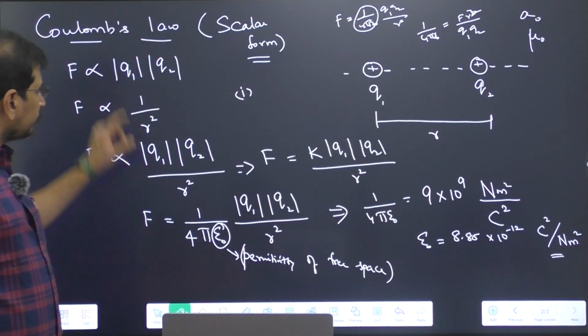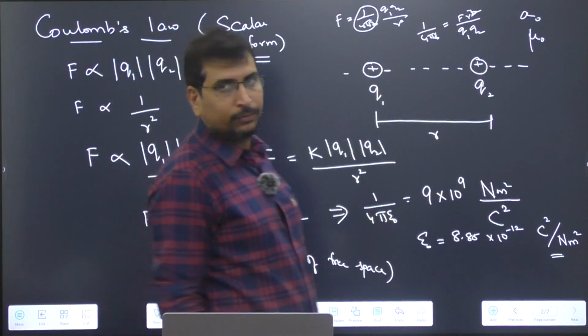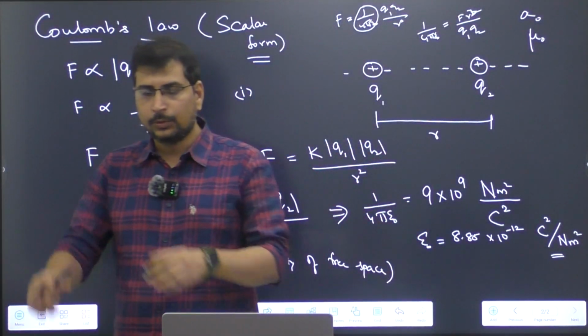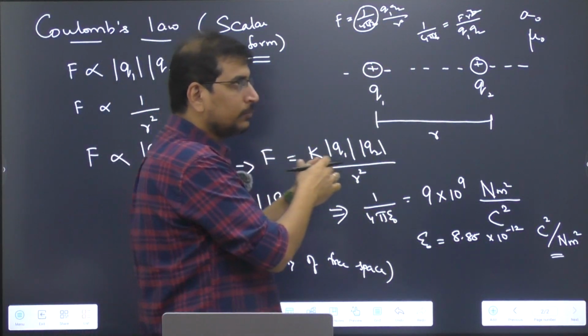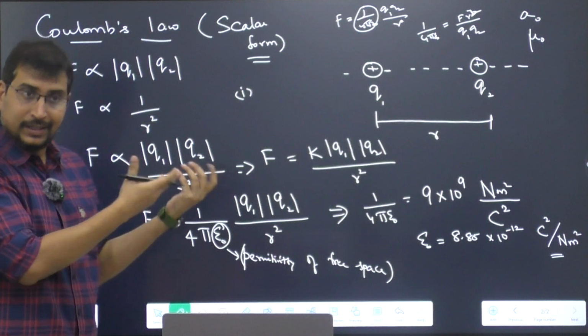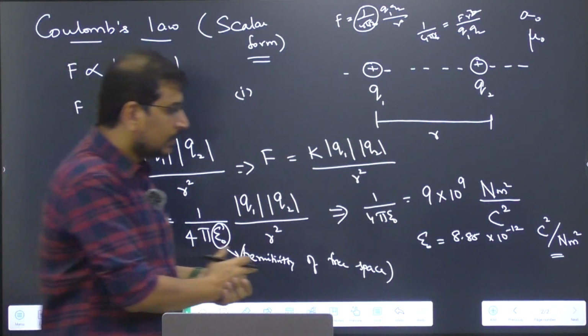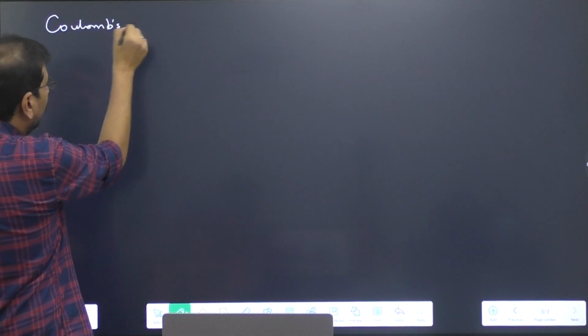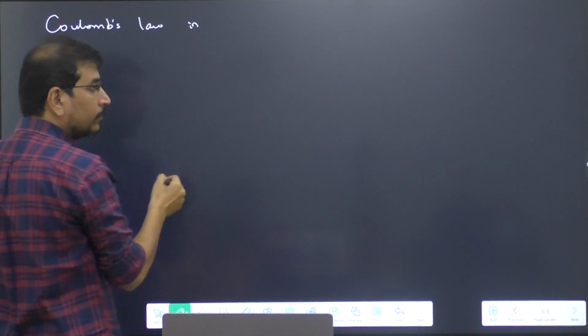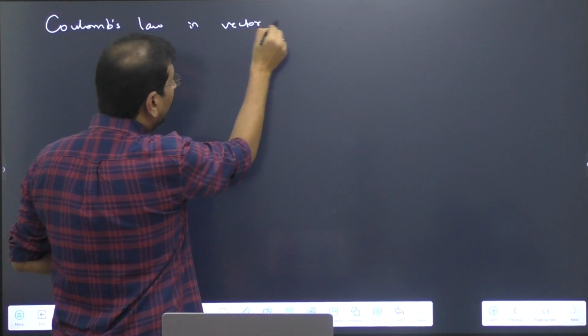So here we saw Coulomb's law in scalar form. You can ask me a question: then how is it going to look in the form of vector? Right? So why is it not a vector form? Because we never spoke about the directions associated. So for this, we need to understand the concept of Coulomb's law in which form? Vector form.